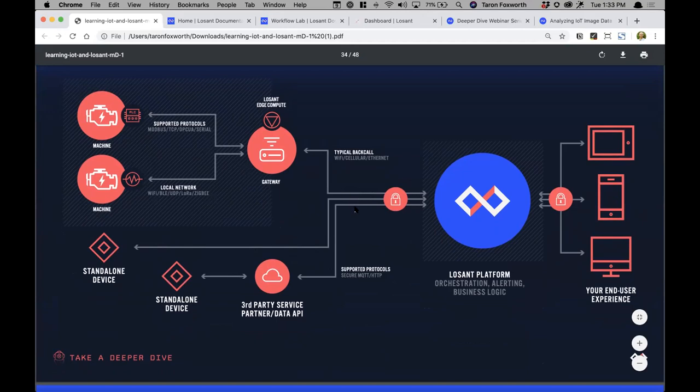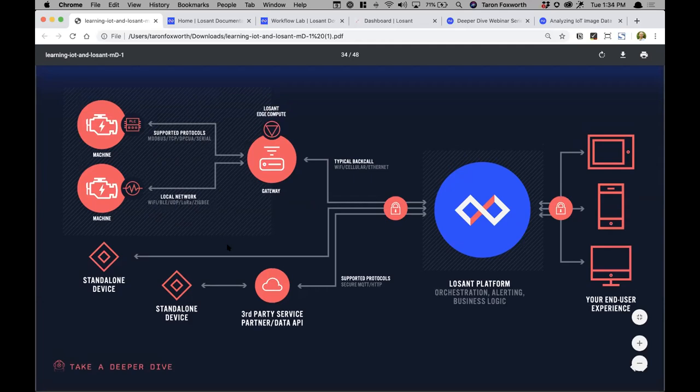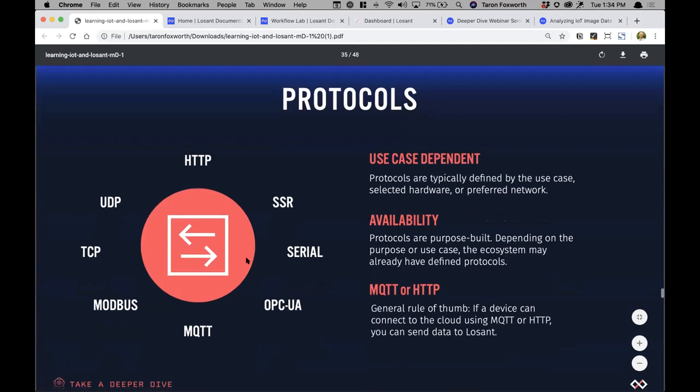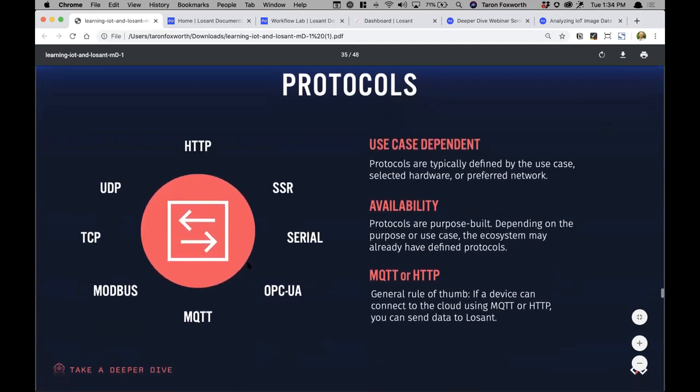But in the world of IoT, we have access to other protocols as well, even to get data to the cloud. So in this case, through Edge, we get access to protocols like Modbus, TCP, OPC UA, Serial. And then for smart environment use cases, that may look like Wi-Fi, Bluetooth, UDP, LoRa, Zigbee. When we're looking at our solution and our use case and evaluating protocols, what I found was that there are three things to really keep in mind.